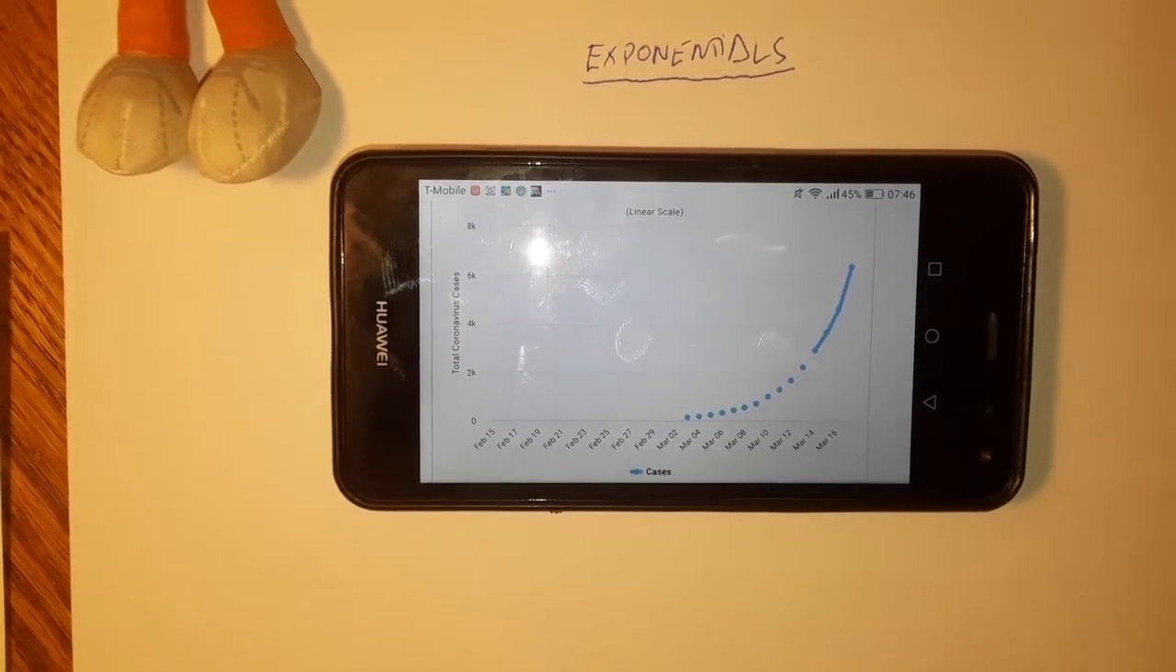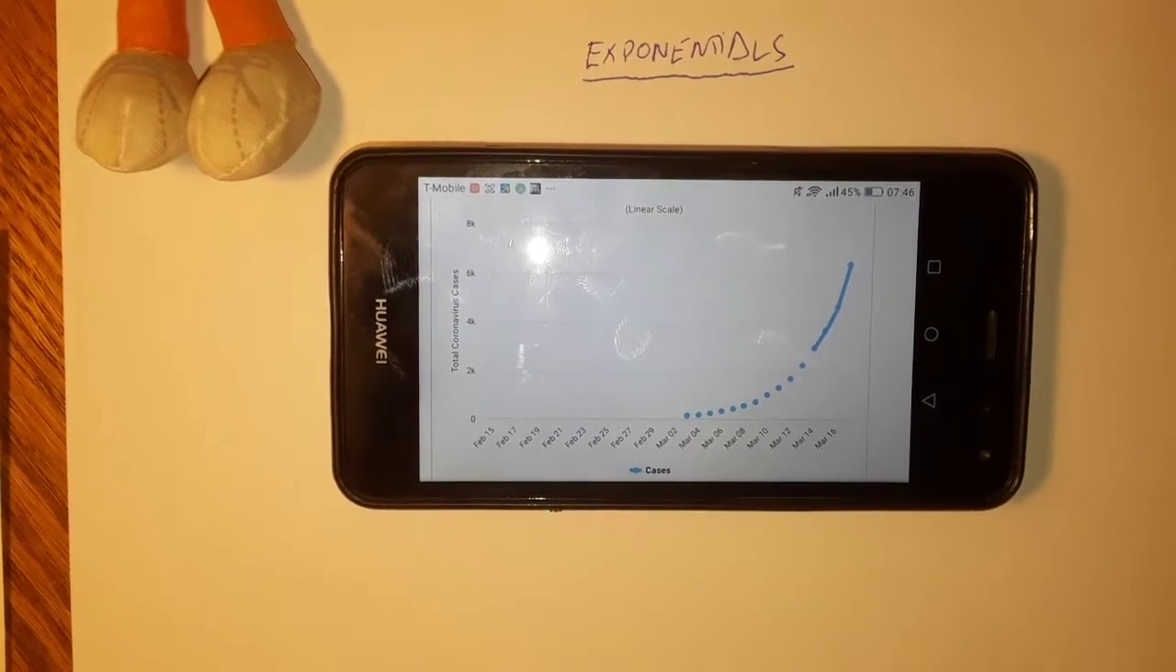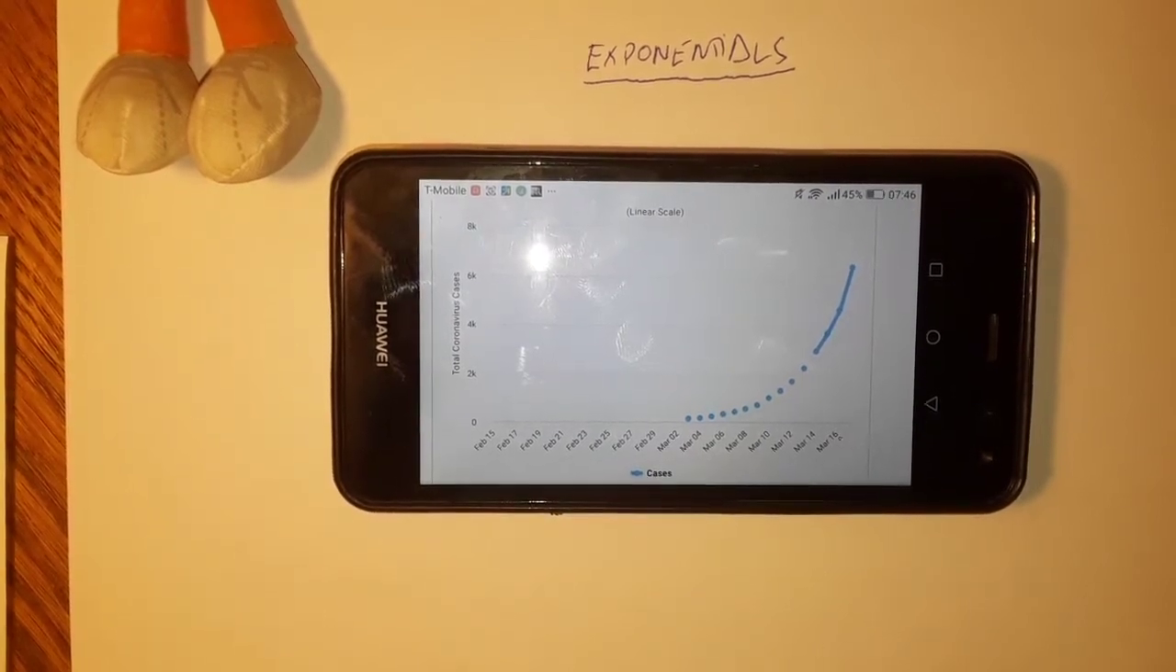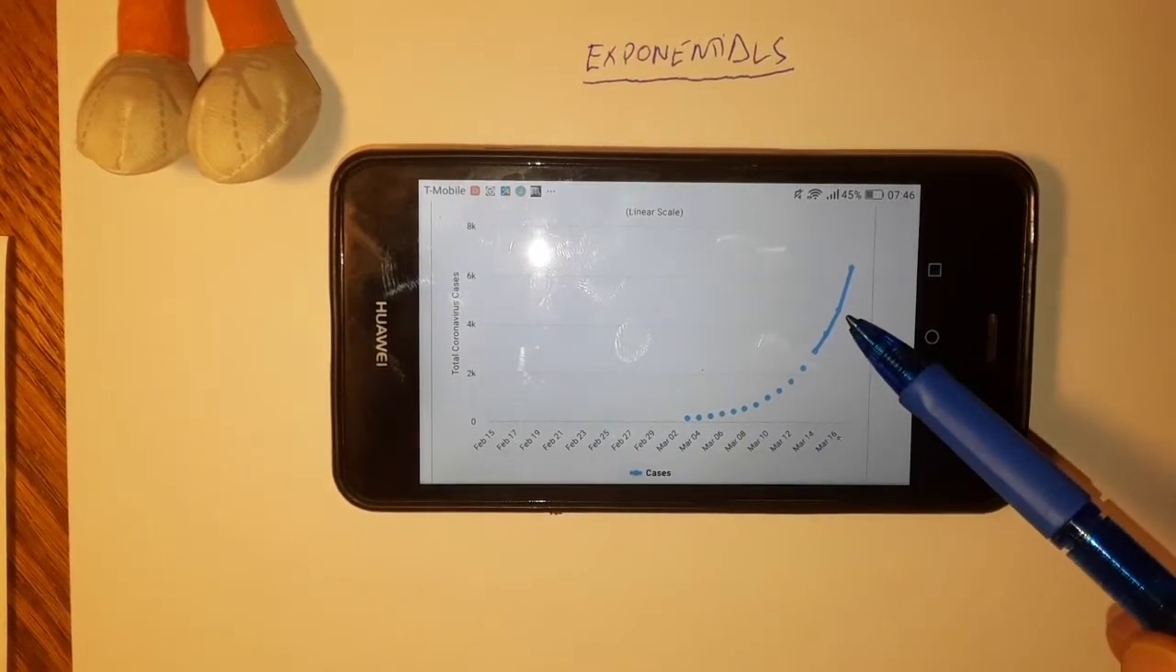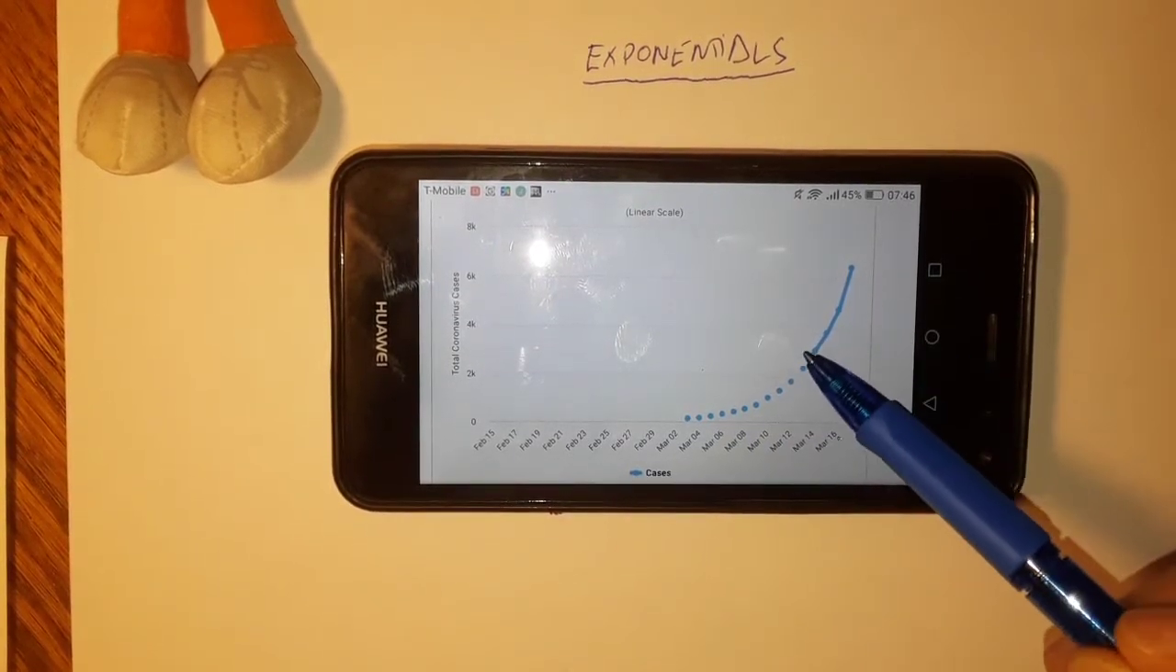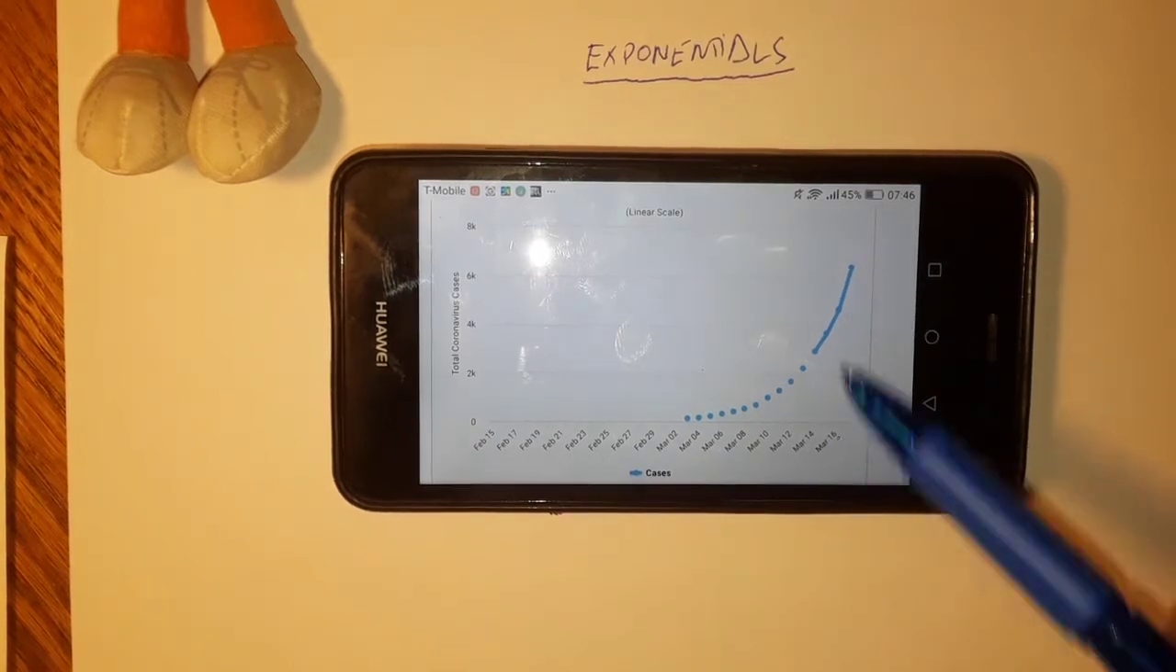We're going to talk about exponentials today. And this is the US cases we have so far of the coronavirus. As you can see, this is not a regular line. This is going up like crazy, right? It's really jumping up really fast.